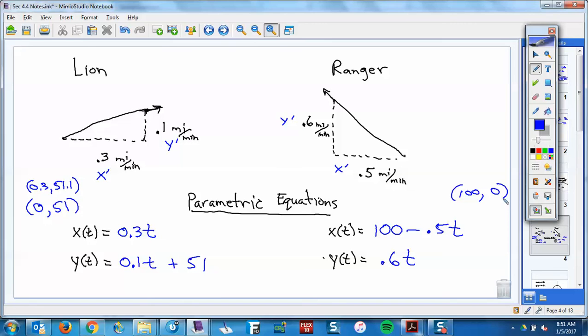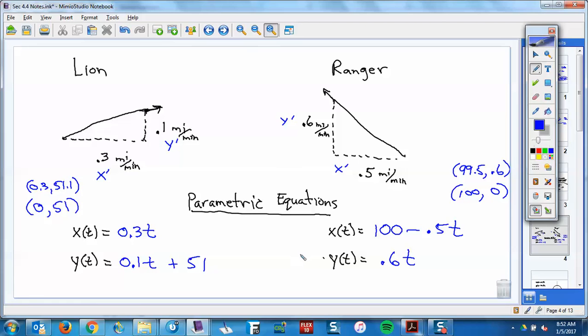And then 1 minute later, he'd be 100 minus 0.5, he's at 99.5, and then put a 1 in there, he'd be at 0.6. So 1 minute later, he came this way, 0.5, and this way, 0.6. So he's at (99.5, 0.6). So those are our parametric equations.